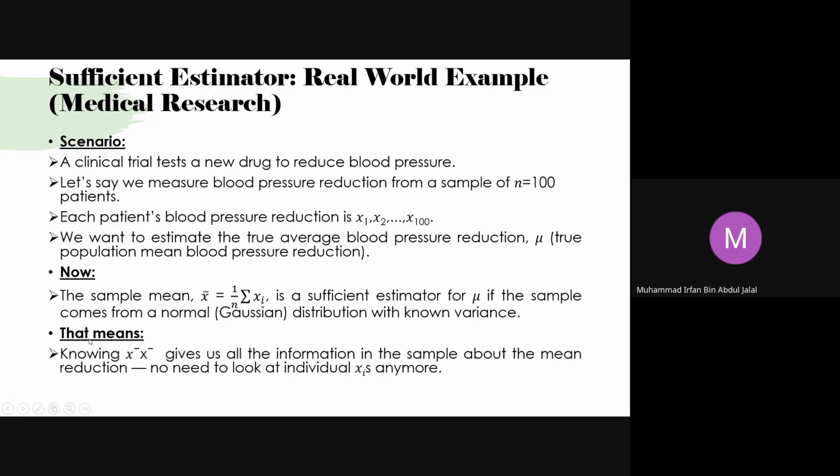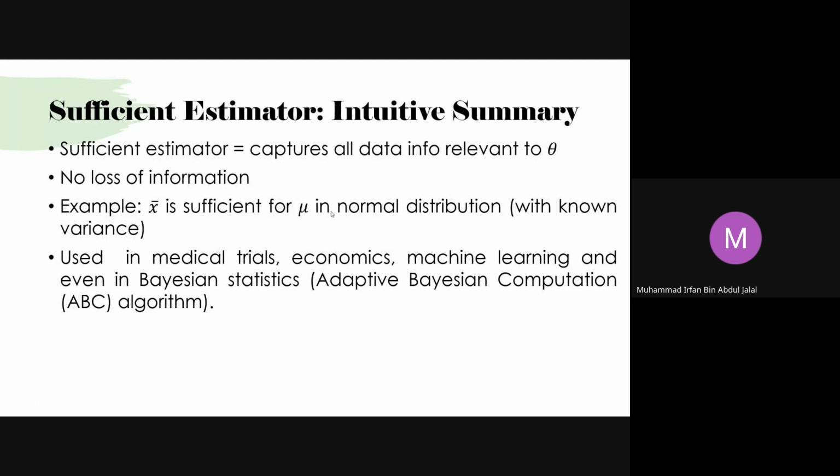So this means that if we know the X bar here, the sample mean here, it gives us all the information in the sample yang ada 100 orang ni about the mean reduction, and then we don't really need to look at the individual patient's blood pressure reduction anymore, because the X bar tu dia summarizes the data here really well without any significant loss of information. To recap, untuk as a summary, sufficient estimator means that it captures all the information in the data that is relevant to the estimation of a population parameter of interest.